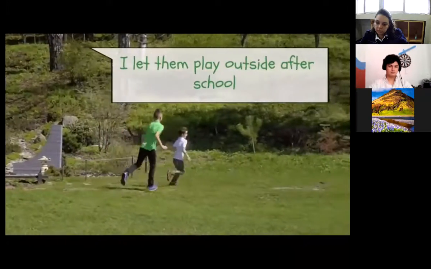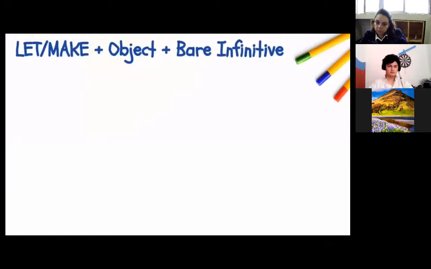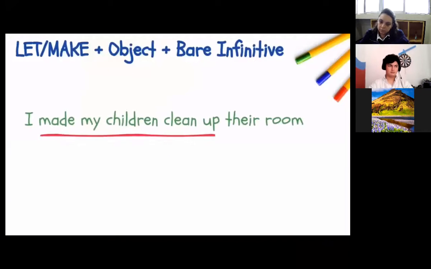There are also causative patterns with the verbs make and let. Make somebody do something means the same as have somebody do something or get somebody to do something. And in this case, the infinitive also goes without the particle to. For example, I made my children clean up their room.